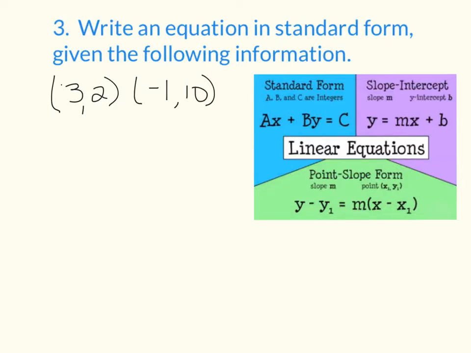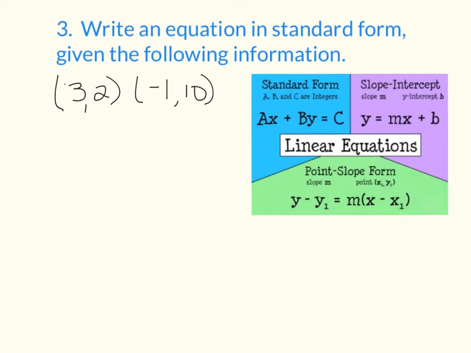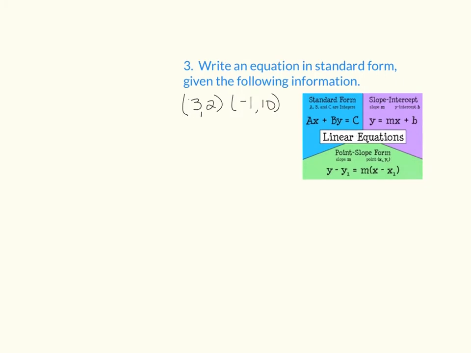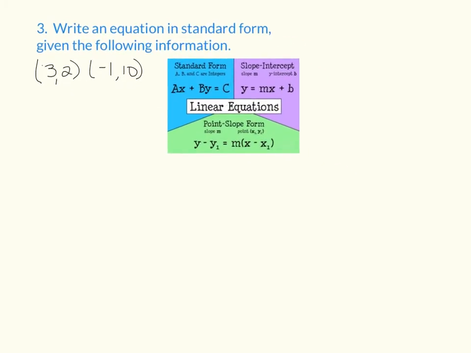All right, last one. We're going to need some more space. On this one, again, we're not going to start with standard form. We're given 2 points. We can't use slope-intercept form because I can figure out my slope, but I don't have my y-intercept. So we're going to use point-slope form.